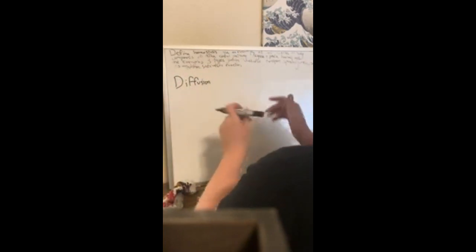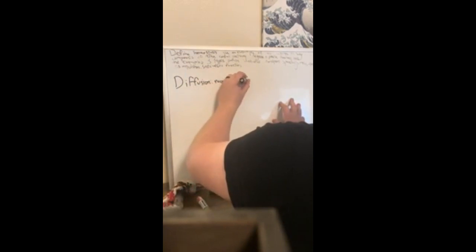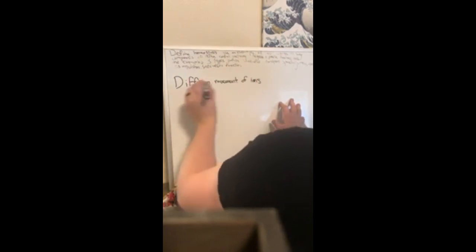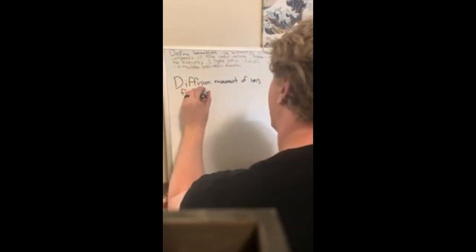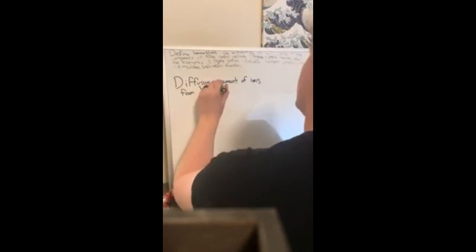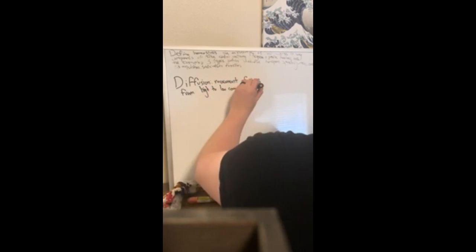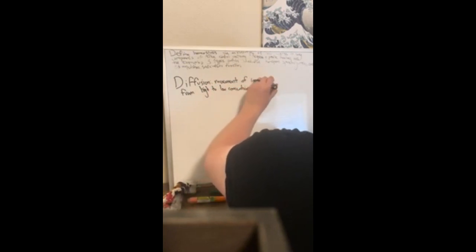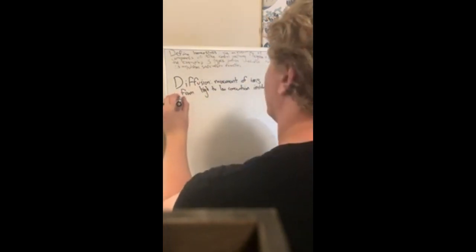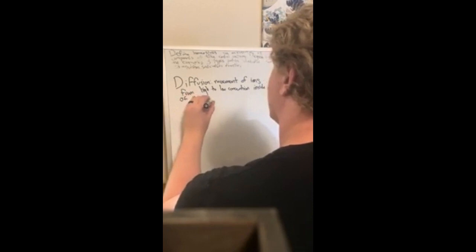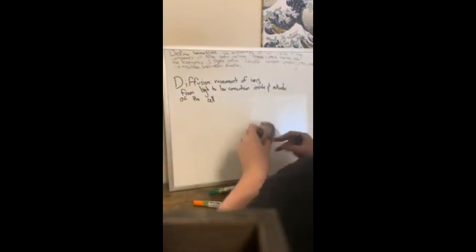Diffusion is movement of ions from high to low concentrations inside and outside of the cell. Okay, so we're going to erase this definition here.